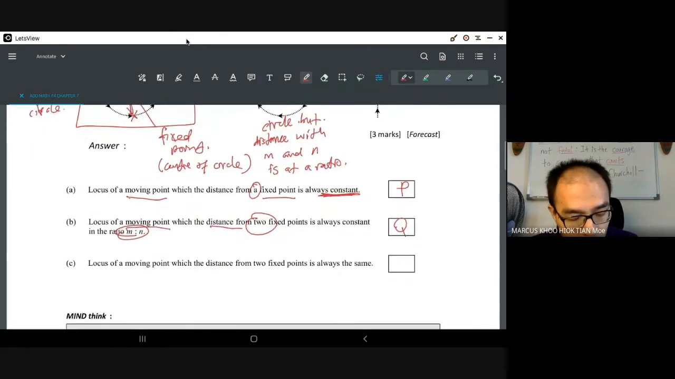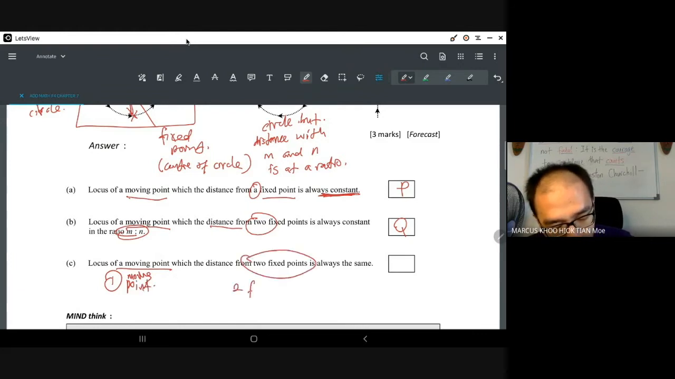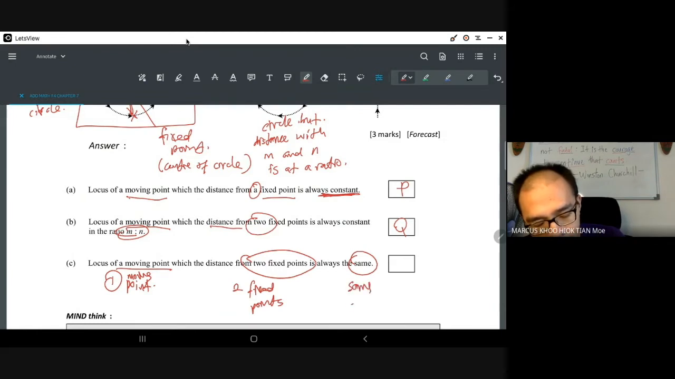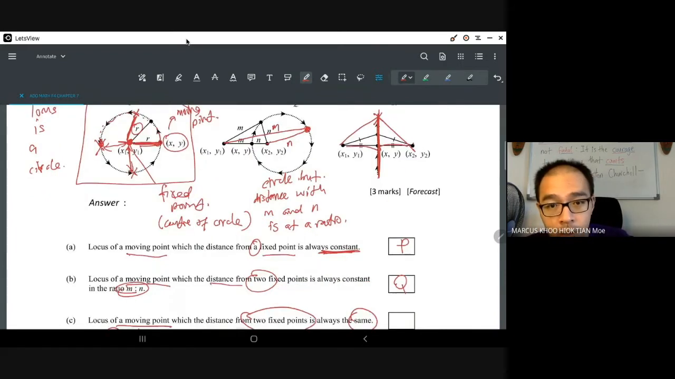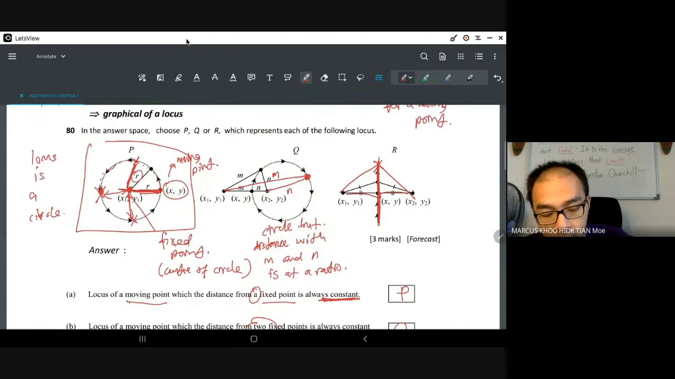Now the last locus that you need to know is the locus of a moving point with two fixed points, but the distance now is not a ratio. The distance is the same distance. If that's the case, this is the locus. The distance here and the distance here is always the same. So this is locus R, and locus R is called a perpendicular bisector.